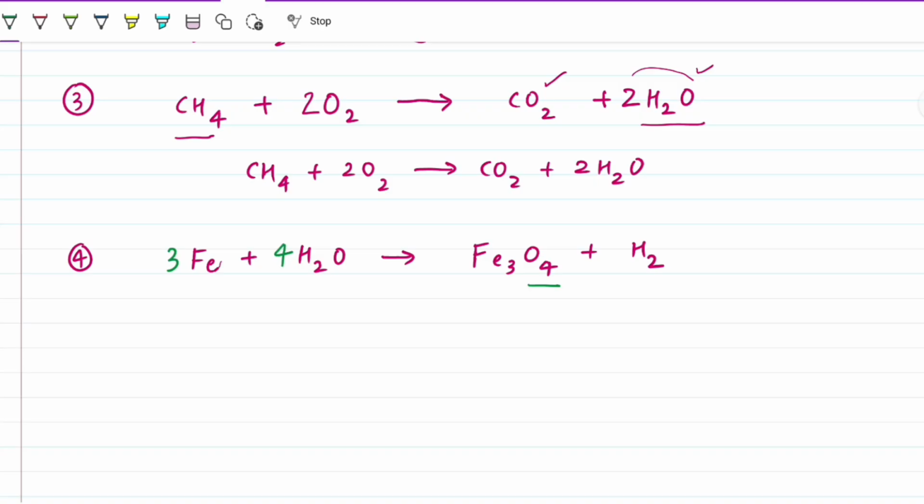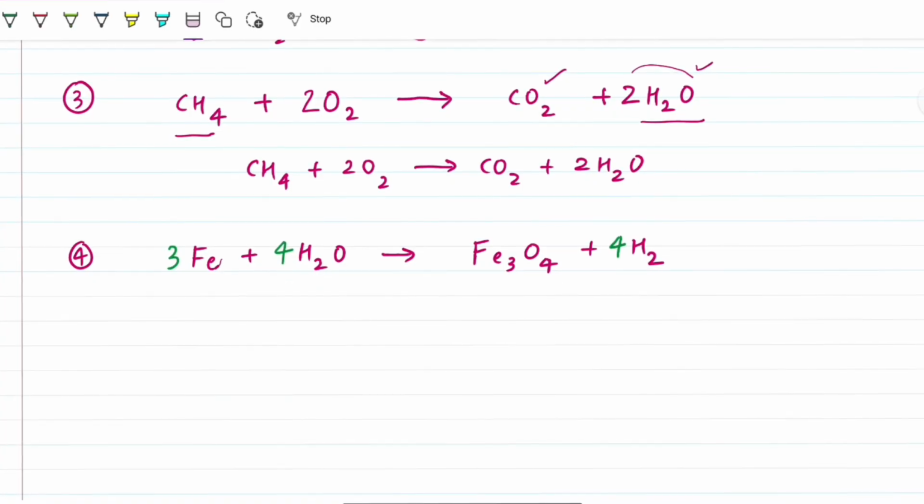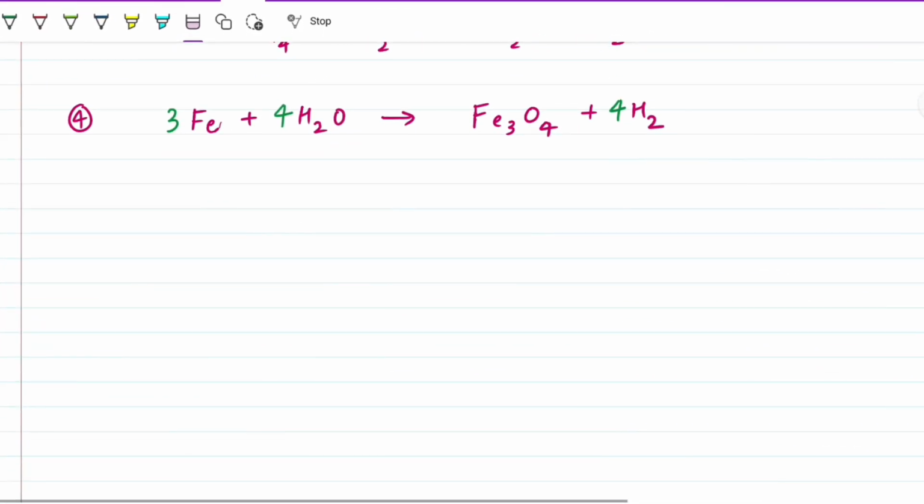Now total hydrogen. On the left side, the reactant side, we have 4 times 2 is 8. On this side, we have only 2. So I will write 4. Hydrogen is 4 times 2 is 8. Hydrogen is also balanced. This is the balanced equation for this reaction, iron plus water.